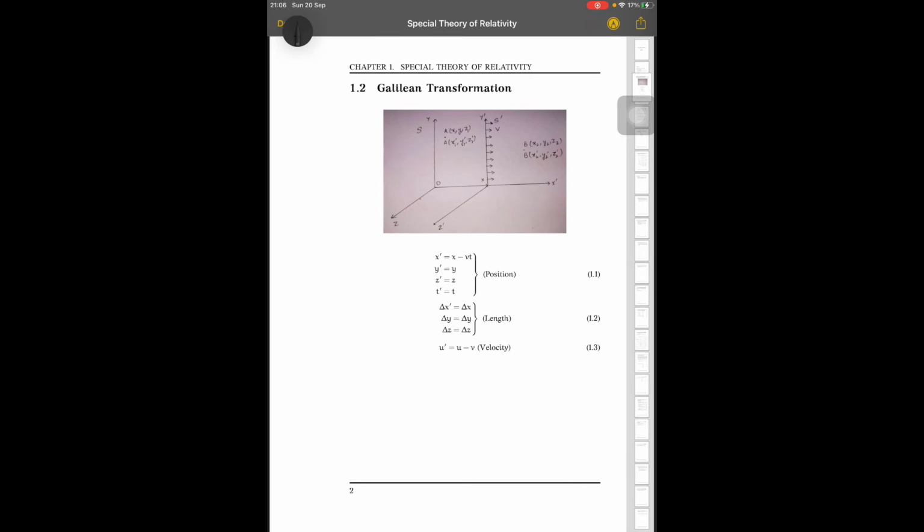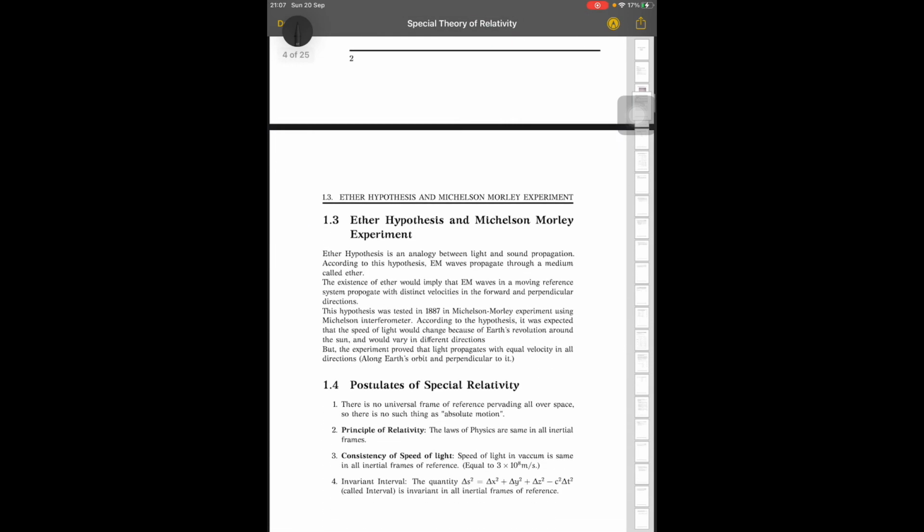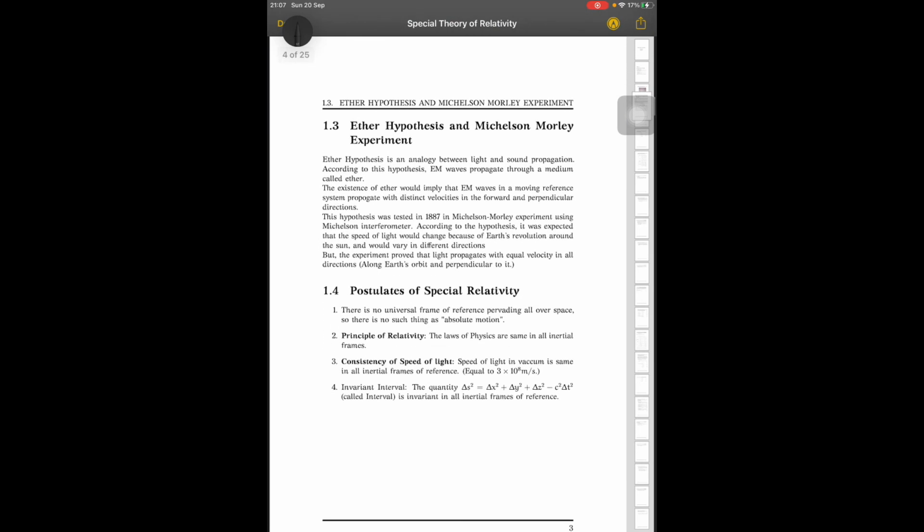Galilean Transformation. We have been dealing with this transformation ever since we studied the laws of motion, so I'm not going to go into detail here. Here are two frames of reference S and S dash, where S is the stationary frame and S dash is moving with respect to the S frame with a velocity v. And here are the transformation rules. Galilean transformation works when the velocities under consideration are small, much smaller than the speed of light. Why? I'll explain that later, but first I'll tell you something about the ether hypothesis and the Michelson-Morley experiment.